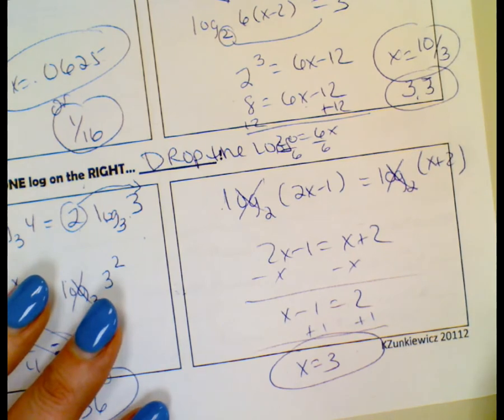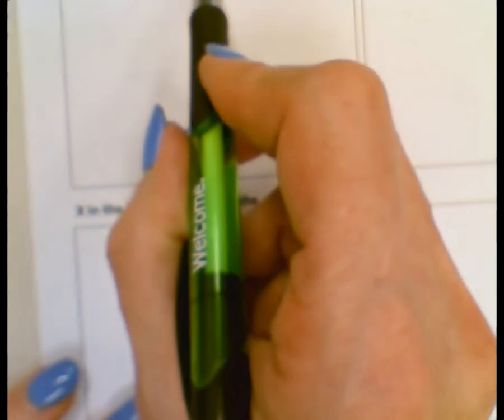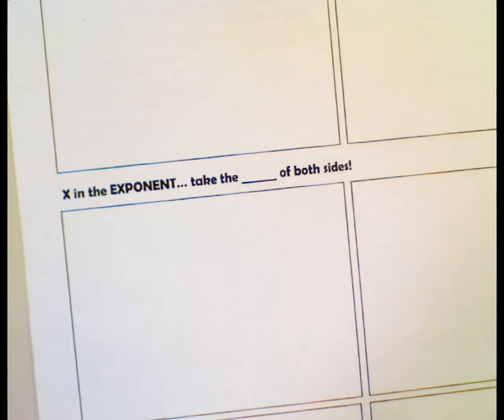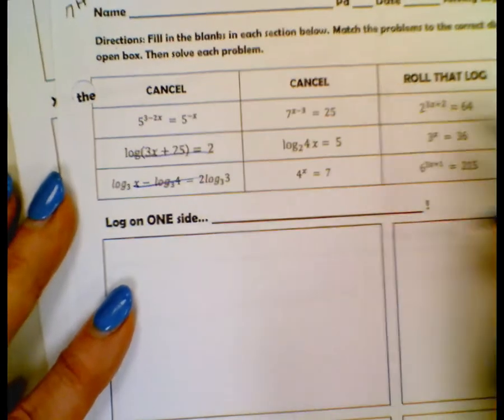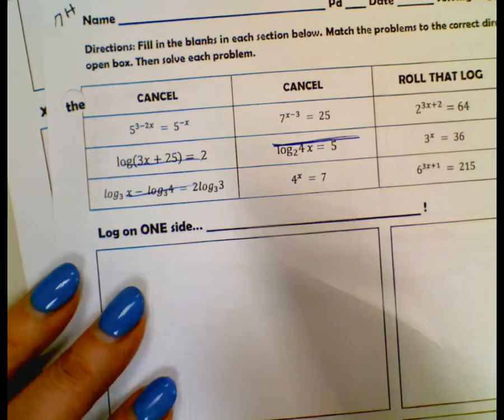Boom. Done. Same base of the exponents. So the only thing that's left, let's look at these. All the ones with logs are gone. Anything that had a log in it's gone. So what's left is all exponents.